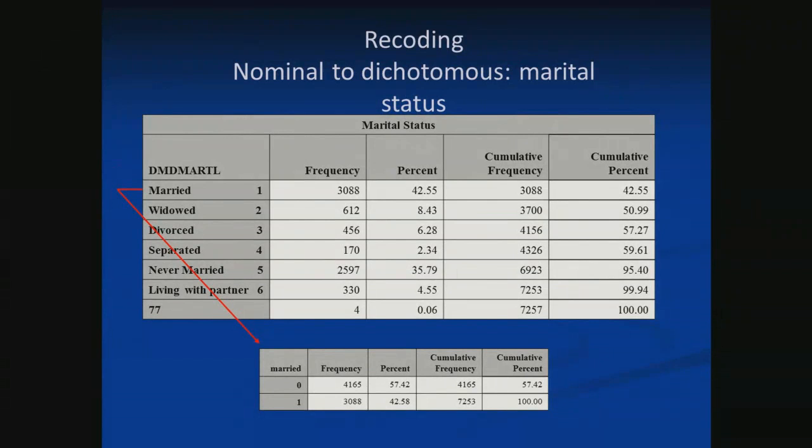That same amount of risk would be going from widowed to divorced, or divorced to separated, or separated to never married. That doesn't make any sense, right? Because this isn't an order. So I need to create categories that stand on their own. That's what a dummy variable is.